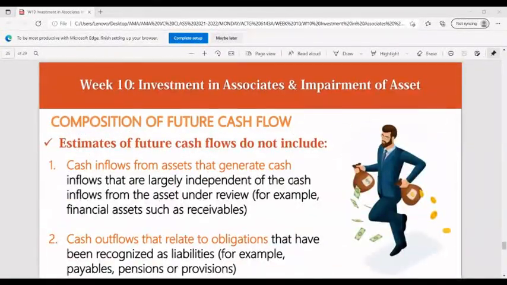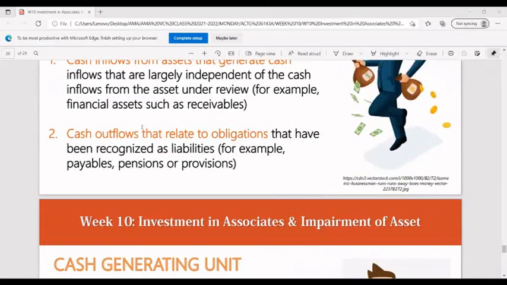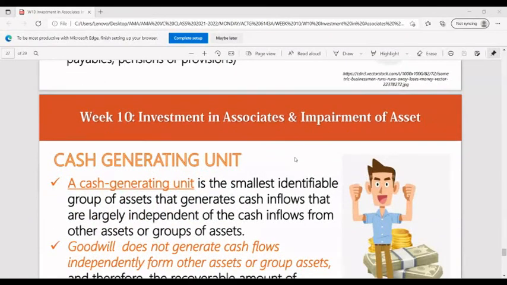The estimate of future cash flows does not include cash inflow from assets that generate cash inflows that are largely independent of the cash inflows from the asset under review, for example, financial assets such as receivables. Nor does it include cash outflows that relate to obligations that have been recognized as liabilities, for example, payables, pensions, or provisions.